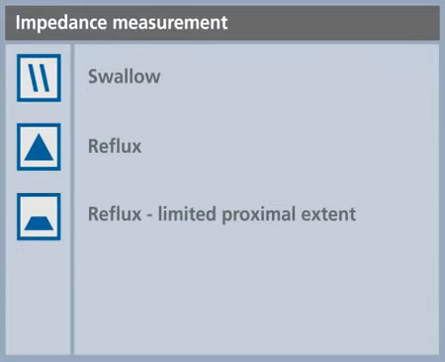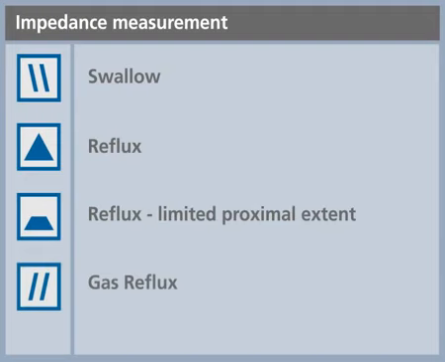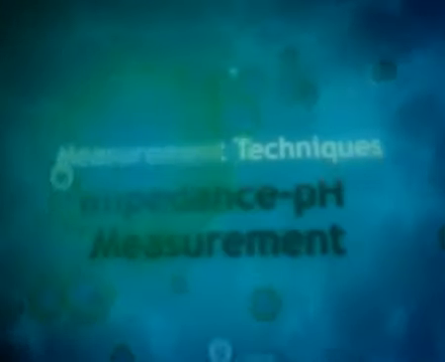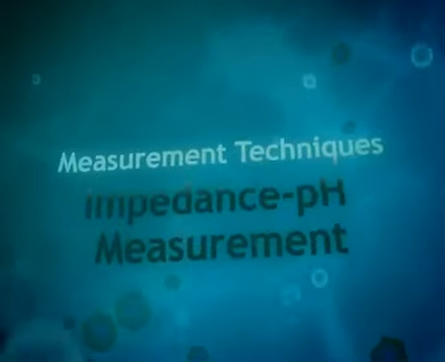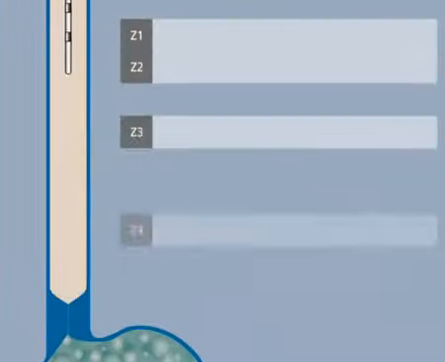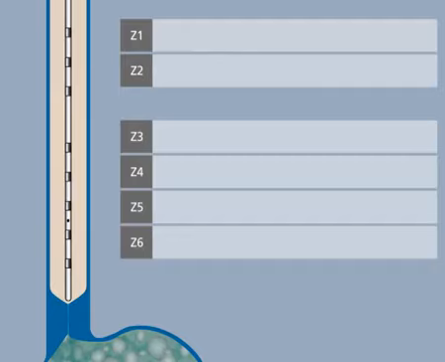We have seen these three impedance patterns: a liquid swallow, a gastroesophageal reflux, and a gaseous reflux. We will continue with pH and impedance measurement. The pH is measured with the pH sensor on the catheter.